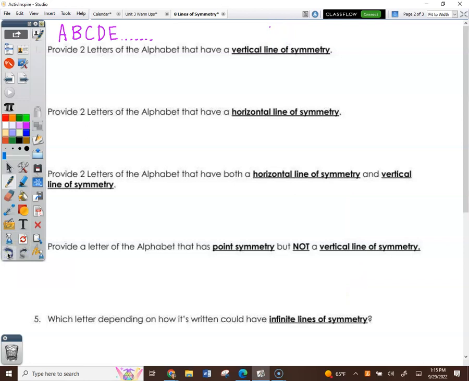All right. Provide 2 letters that have both horizontal and vertical symmetry. So this was just a matter of going back to your previous 2 questions and listing what was in both sets. H, I, O, X. B does not have vertical.